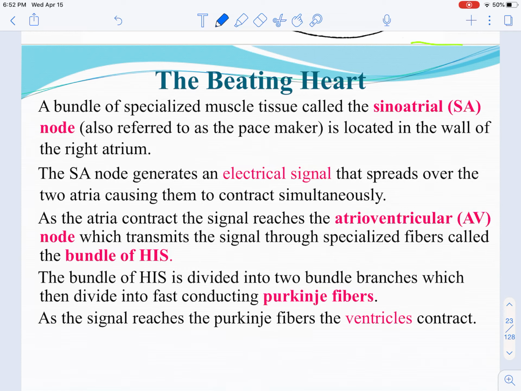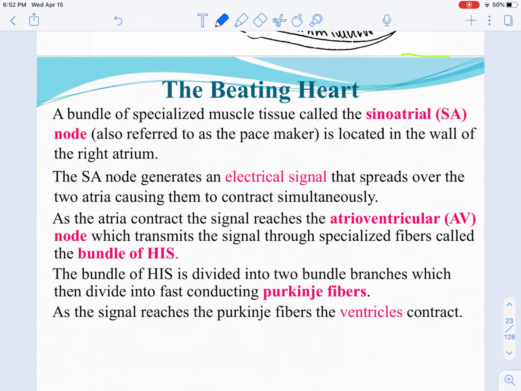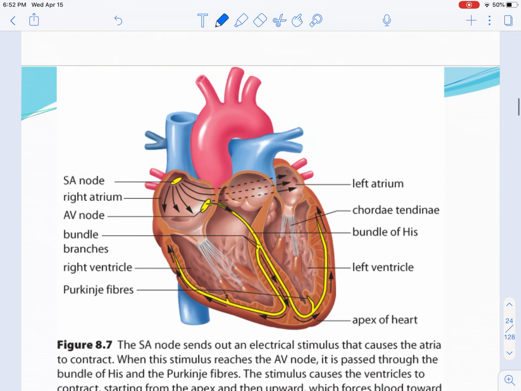Hi, Bio20. Welcome to part 2 of Circulation 8.1, where we talk about the heartbeat and the ECG, electrocardiogram, and blood pressure and some cardiovascular disorders. So when we're looking at the beating heart, I'm going to go right to the picture.